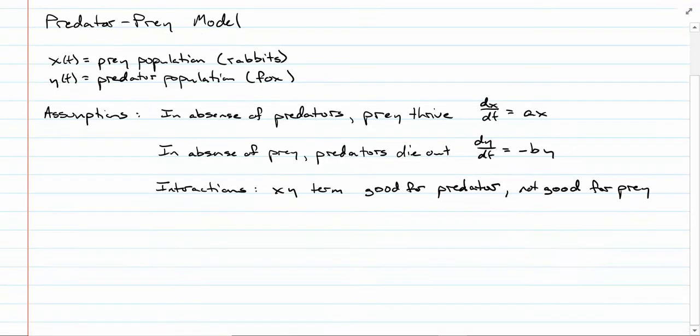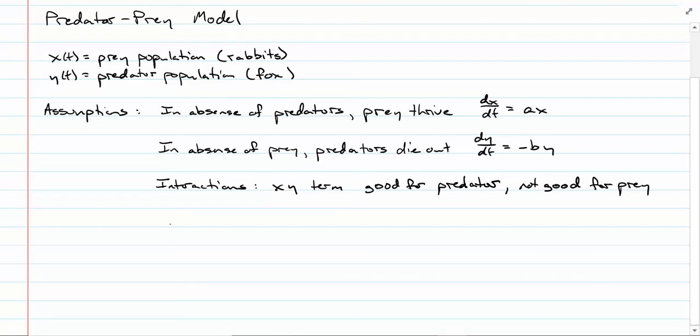Okay, so the system of equations for the predator-prey model: dx/dt, I'll write that as x prime. For the prey, it's going to be ax minus, call it cxy. If for instance y was 0, then x prime would just be ax, which is our assumption. But this interaction, this x times y term, is going to be bad for the prey population. That's why we'd be subtracting cxy.